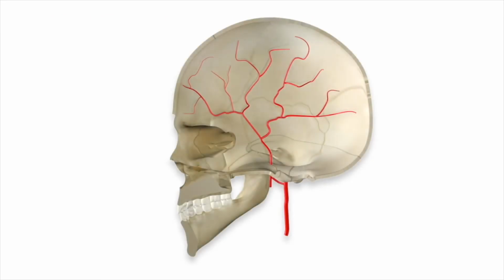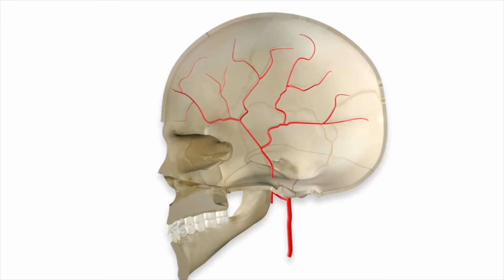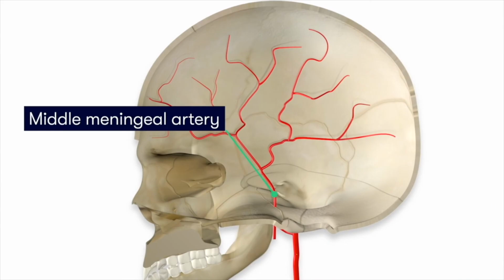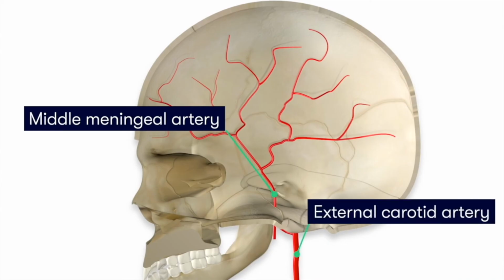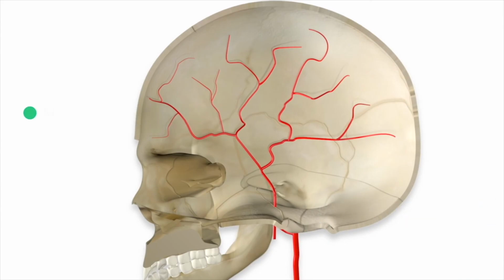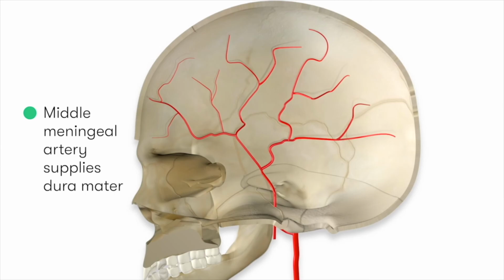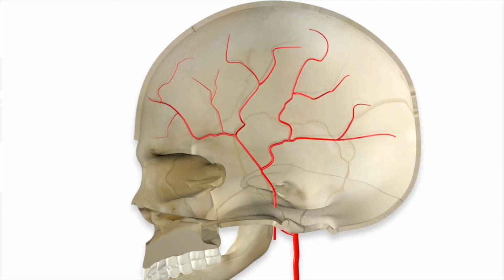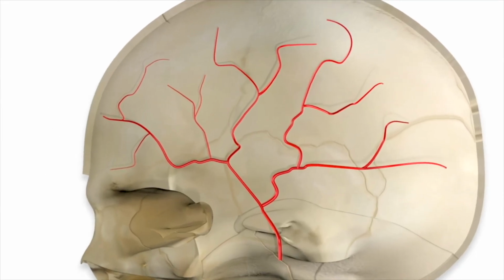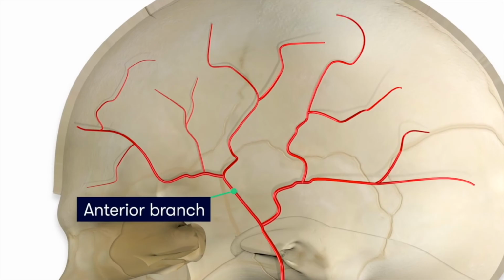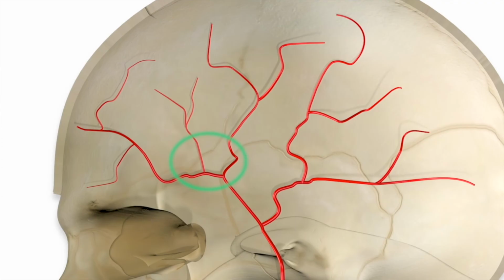This most commonly occurs as a result of bleeding from the middle meningeal artery, which is a branch of the external carotid artery. The middle meningeal artery travels along the inner surface of the skull and acts as the blood supply to the dura mater. The middle meningeal artery gives off an anterior branch, which passes along a region of the skull that is referred to as the pterion. And it's this point that is located behind the temple, where the frontal, parietal, temporal, and sphenoid bones fuse.